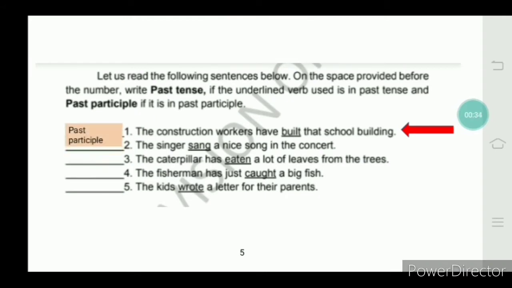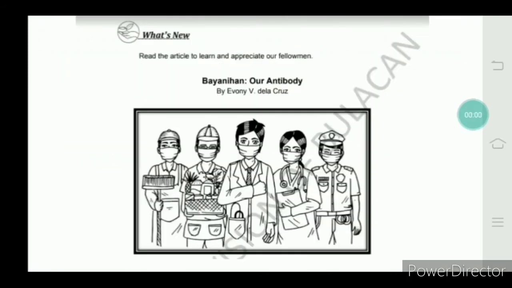Very good. The answer is past participle. Why? Because beside built, you have your auxiliary or helping verb. What is the helping verb? In number 1, we have. So it is have built. So if ever there are two words, an auxiliary or helping verb beside your main verb, it is a past participle.